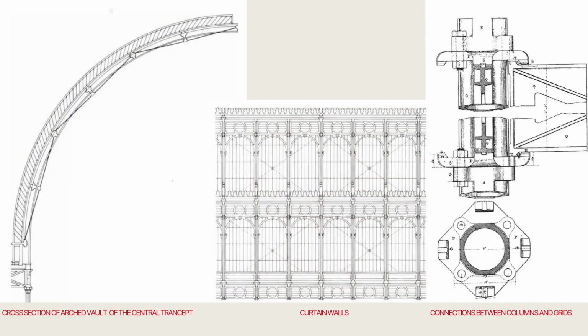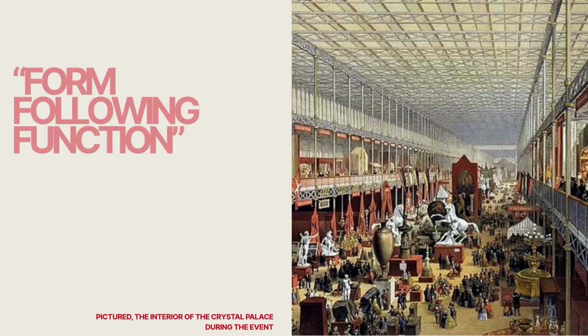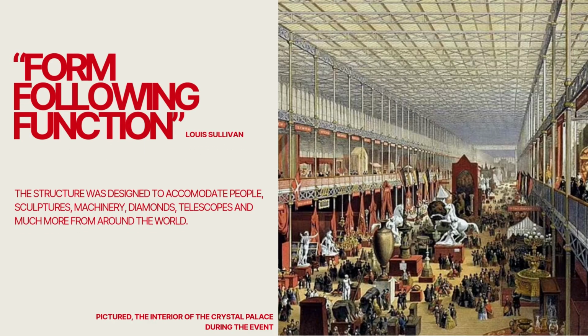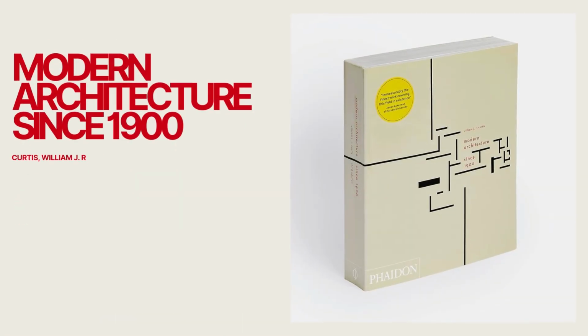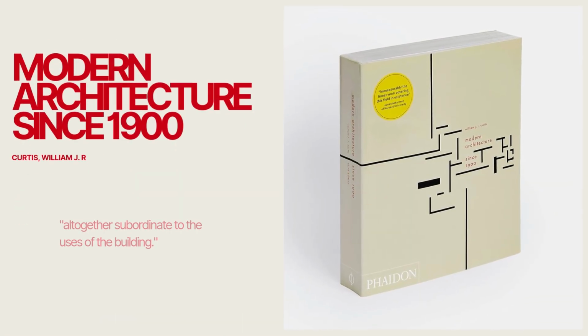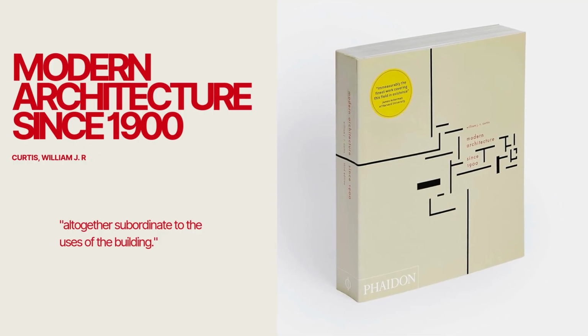This was not architecture as art, but rather architecture as an intelligent, scalable solution. His design prioritized the building's utility, a focus that revolutionized the very perception of architecture and shattered conventional practices. As Curtis noted in page 37 of his revised version of the book Modern Architecture since 1900, the design was altogether subordinate to the uses of the building.